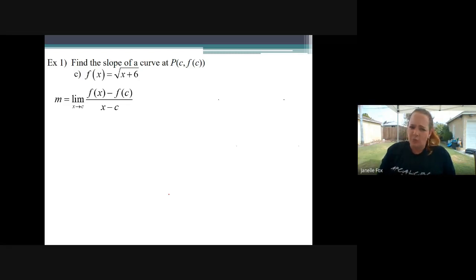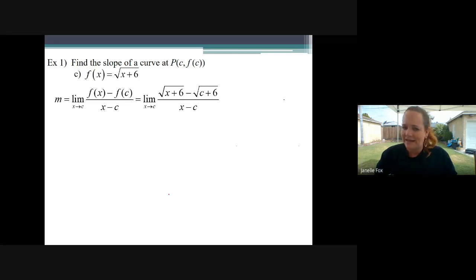Okay, it says the slope is the limit as x approaches c of f of x minus f of c over x minus c. We're taking the limit of the secant slope. We're going to plug some things in. So this is going to be the limit as x approaches c of rad x plus 6 minus rad c plus 6, all over x minus c.